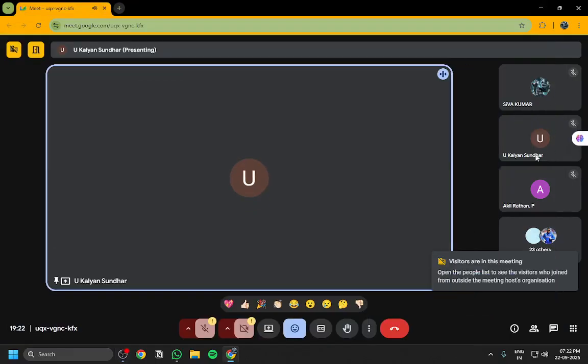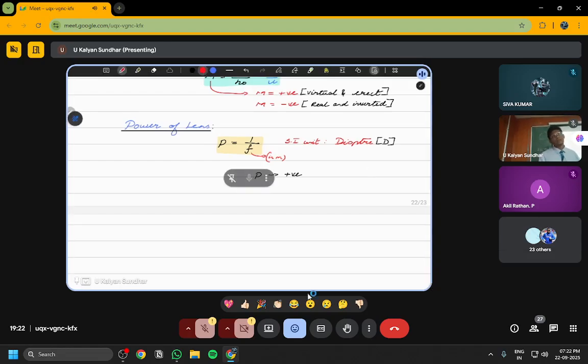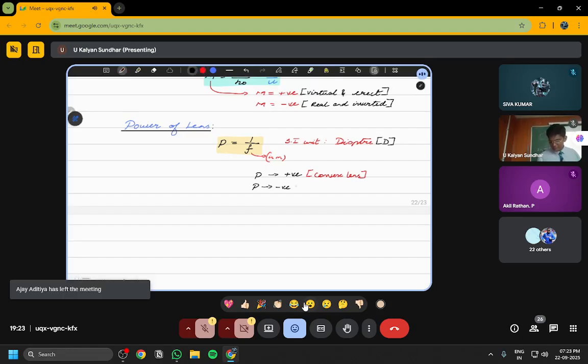Now, whenever again the same thing, whenever P is positive, P positive இருந்தா focal length அப்போ positive இருந்திருக்கும். யாருக்கு focal length positive? For your converging lens. So here it will be considered as a convex lens. And similarly, when P is a negative value, then it is a concave lens.